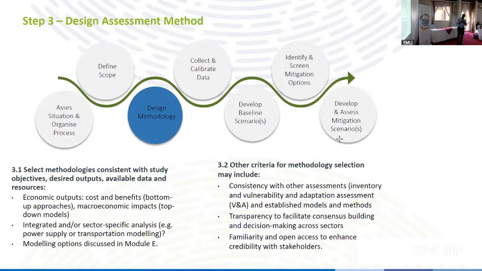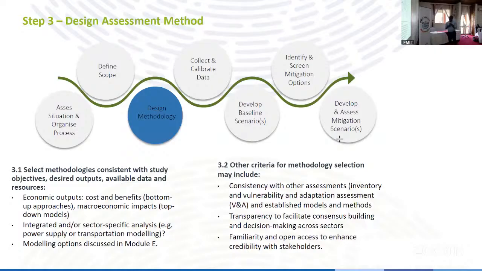So the third thing is then you design the methodology of how you're going to do the assessment. Your methodology, first of all, should be consistent for your assessment, but also consistent with what outputs you want to get, but also the available data. So there are things like economic outputs, costs and benefits, and so methodologies should be affordable in terms of collecting the data. Are you going to integrate sector-specific analysis and everything? Yes, or are you going to commission studies?